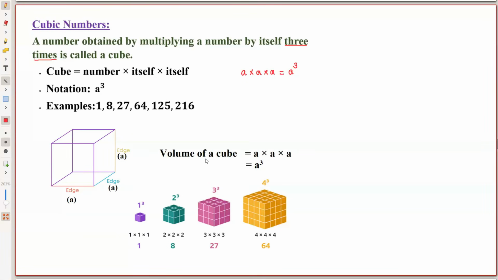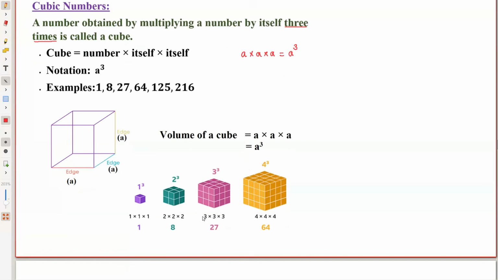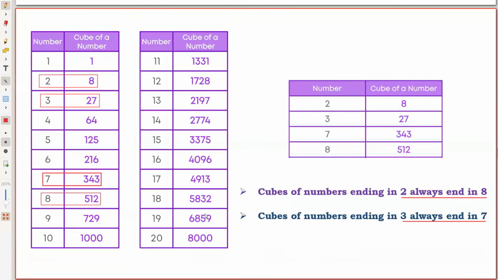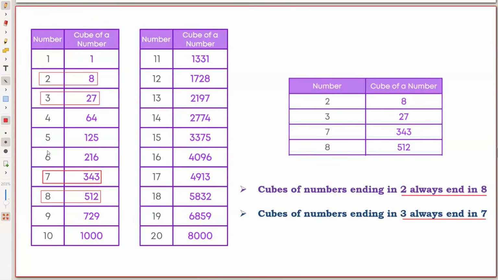I know the volume of a cube formula is a into a into a, that is a cube. So why is it called a cubic number? Because 1 is a perfect cube, 8 is a perfect cube, 27 is a perfect cube. Whenever you use these numbers, it gives the perfect cube formation. At least we must know the cubic numbers: 1 cube is 1, 2 cube is 8, 3 cube is 27.